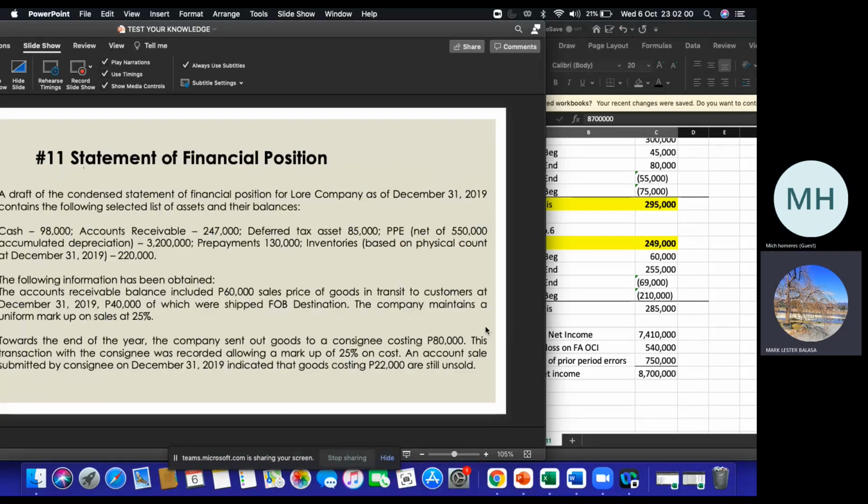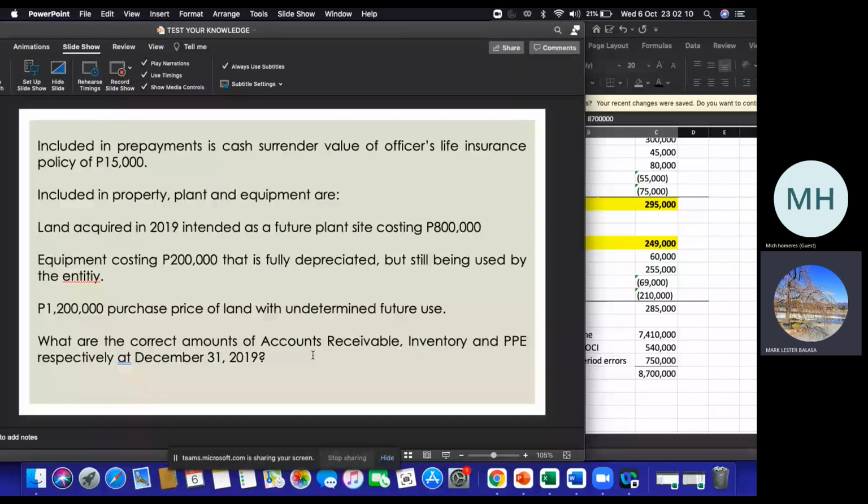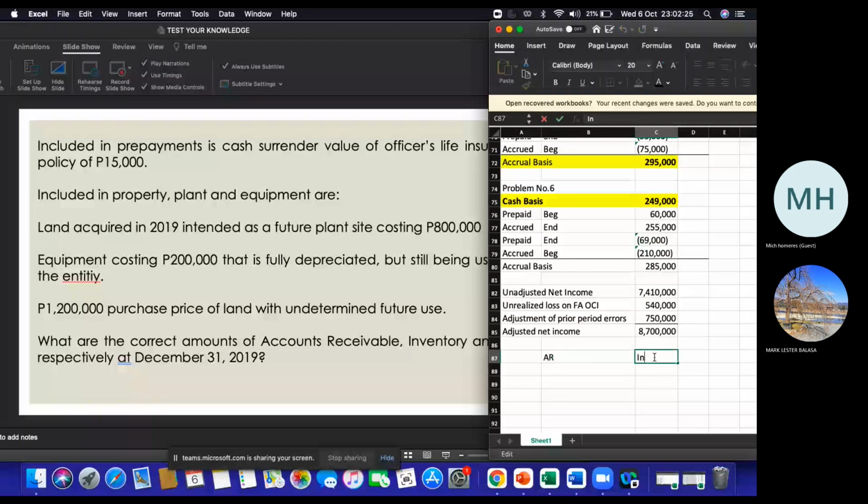Right? Next tayo, class. O statement of financial position tayo. Alright, ito medyo complicated problem. Okay? So, ang tinatanong lang dito, class, is what are the correct amounts of AR, inventory, and PPE? Okay? O, ilagay ko dito, you have AR, okay? You have AR, you have AP, inventory, okay? And you have PPE. Alright.